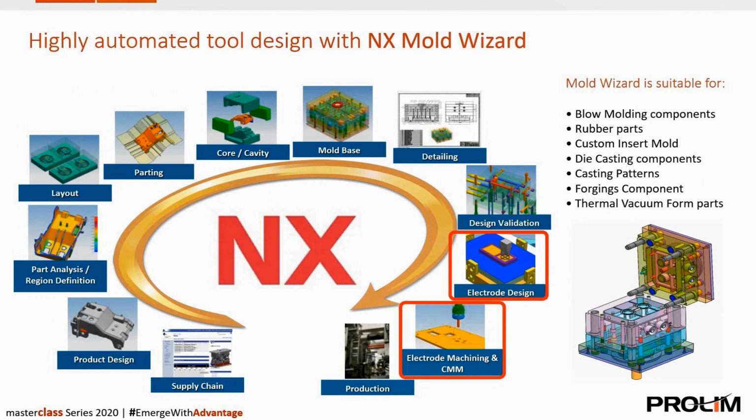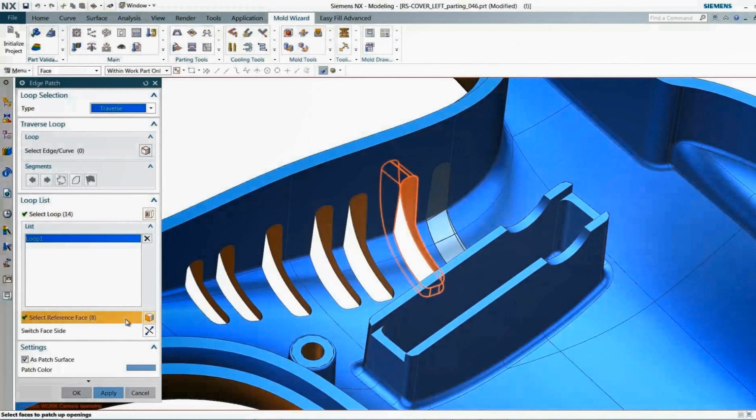So there is a solution: highly automated tool design with NX Mold Wizard. This is suitable for blow molding, double molding, insert molding, die casting, and forging components. There is a step-by-step process. All the processes are well defined. It looks like someone is looking over your shoulder and guiding you.